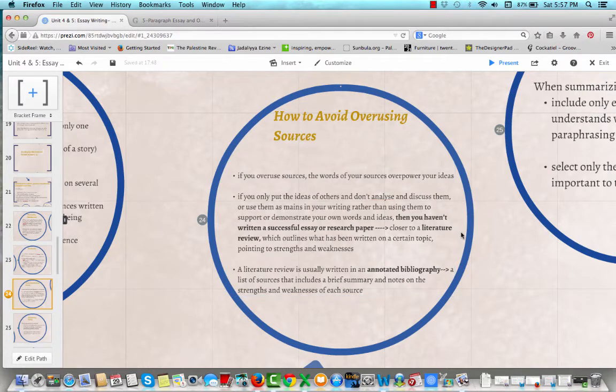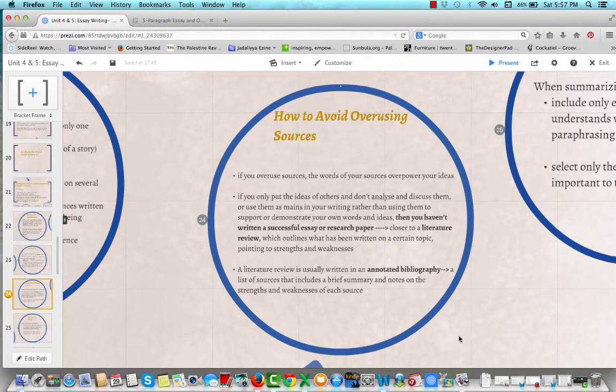Simply, a literature review is an outline of a certain topic, and it points out the strengths and weaknesses. It's the ideas of others put together in the same paper. It's not your ideas. So this is a literature review. It's not an essay or a research paper. In a research paper or an essay, you input your own ideas. Now let's move to annotated bibliography.